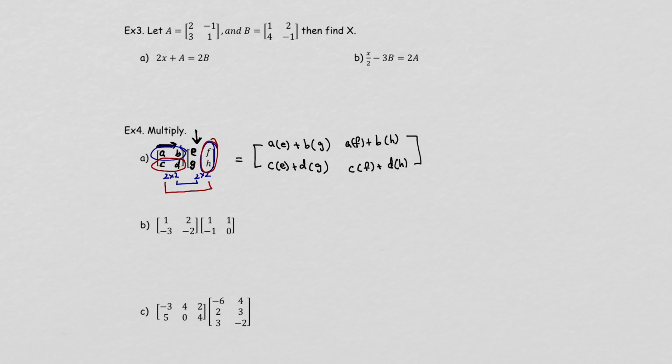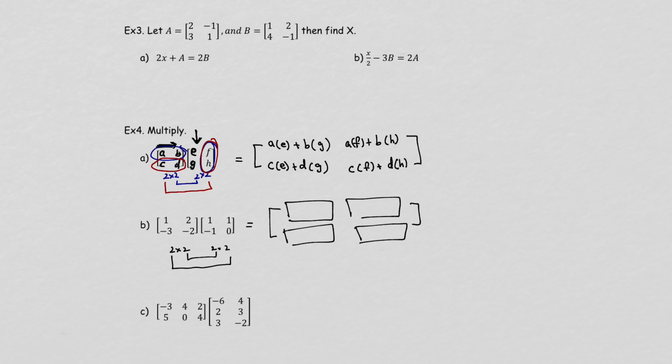So let's actually try the problem from B. Okay, so this is 2 by 2 and this is 2 by 2. So we should be able to do the multiplication. My solution is going to be a 2 by 2 matrix. So in order to get the first row, first column, you will do first row, first column.